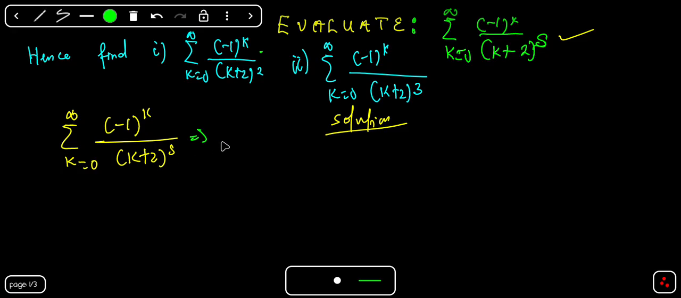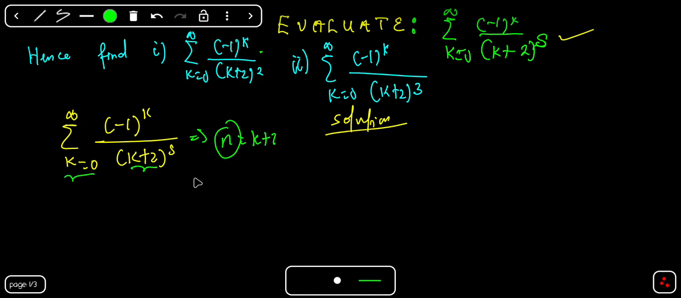We can say let n be equal to k + 2. I don't want k + 2, I want a single variable. Let me just say n. If n is k + 2, then this sum is going to be in terms of n now, not k. And then check the sum.